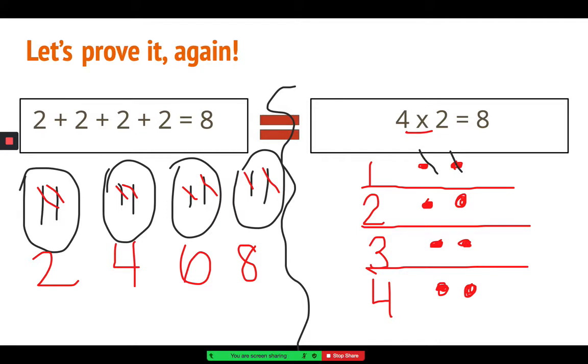1, 2, 3, 4, 5, 6, 7, 8. Oh, it sure does match. 2 plus 2 plus 2 plus 2 gets you the same answer as multiplying 4 times 2. 4 times 2 means 4 groups of 2.